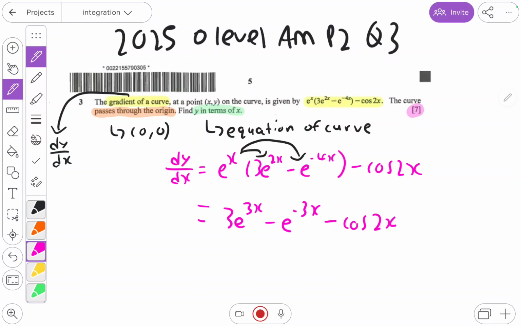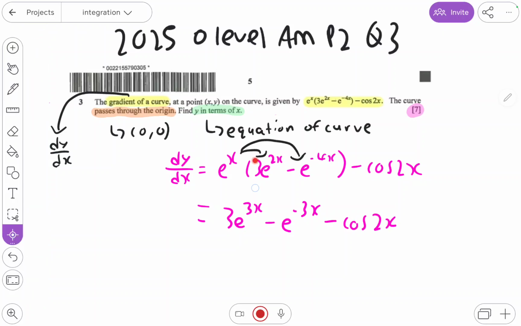Remember, how do I expand? The 3, just leave it. e times e to the power of 2x is the same as e to the power of x plus 2x. Same thing for e to the power of x times minus e to the power of minus 4x, it is the same as x plus minus 4x, which is minus 3x, and the minus e will be left out.